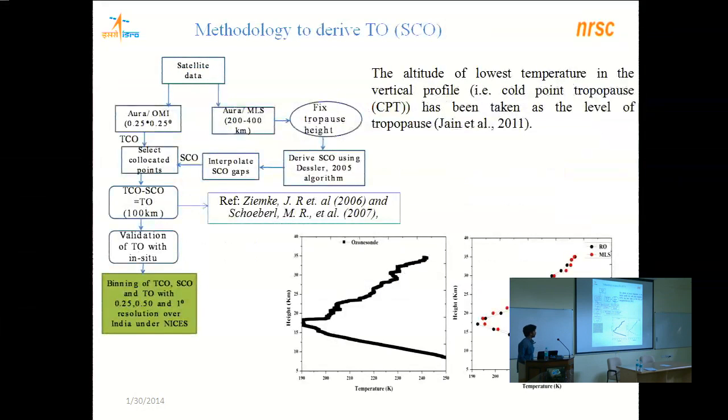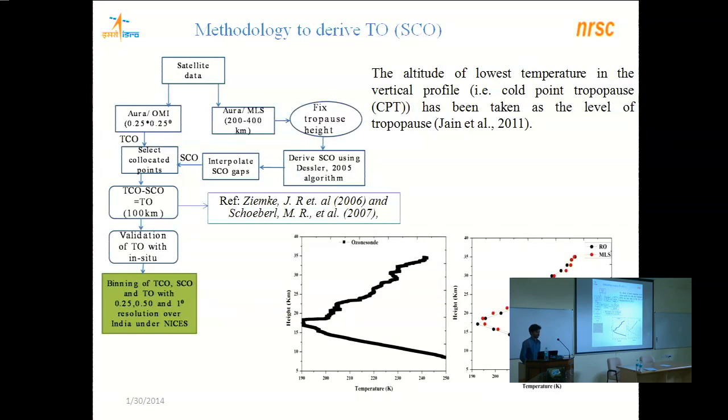This is the methodology to derive tropospheric columnar ozone and stratospheric columnar ozone. The main input data are from NASA satellites: the Ozone Monitoring Instrument with 25 kilometer resolution, and the Microwave Limb Sounder. The spatial resolution is around 200 to 400 kilometers, so this doesn't have dense data points.